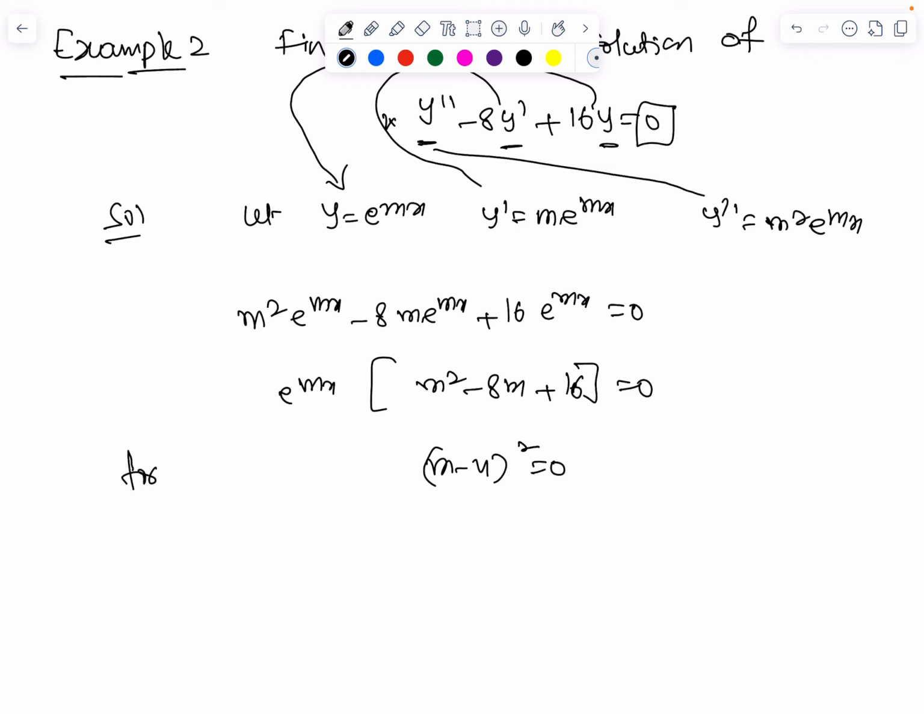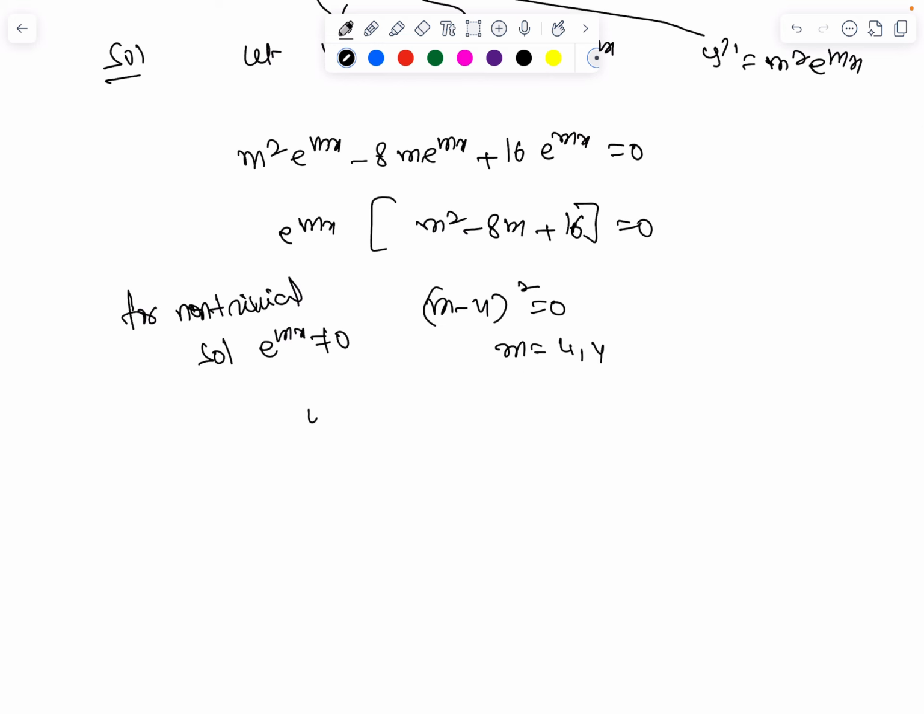For non-trivial solution, I should mention that the solution e power mx is non-zero. Therefore, you have m is equal to 4 comma 4. When you write the general solution, y is equal to c1 e power 4x plus c2 e power 4x. You can simplify further: c1 e power 4x plus c2 e power 4x, therefore this is a new constant, a e power 4x.